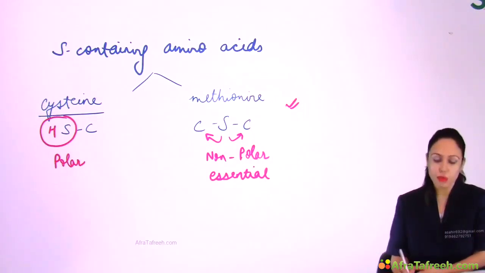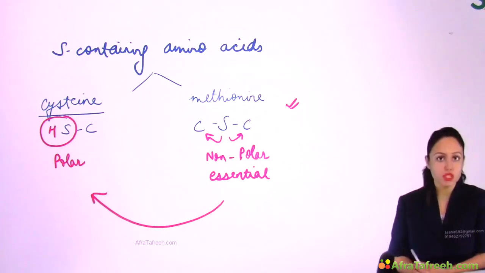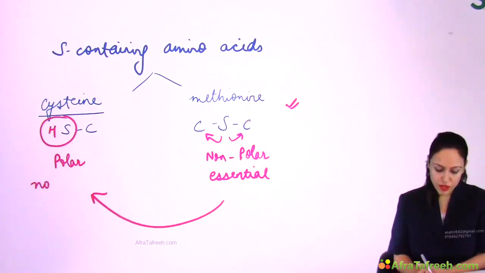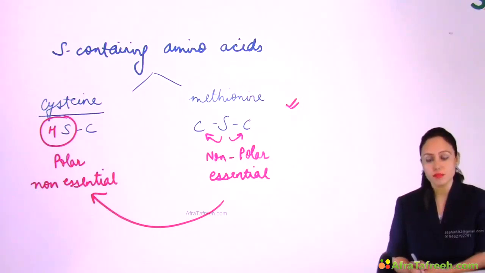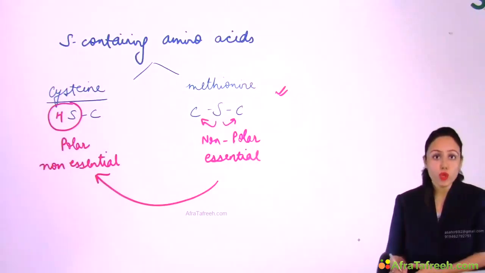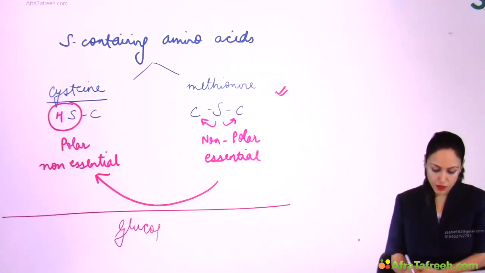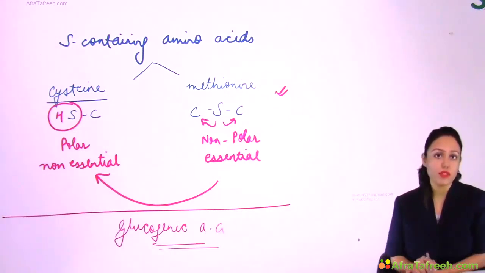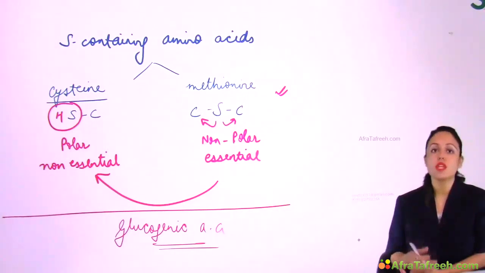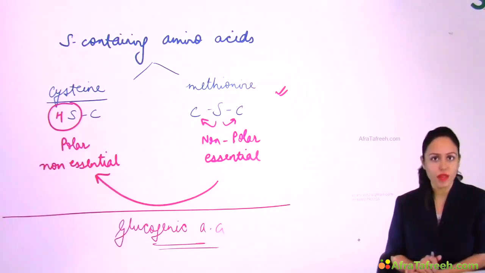But in body, methionine can be converted to cysteine, and therefore I will say cysteine is non-essential amino acid, right? And I already told you in gluconeogenesis topic that both these amino acids are coming under glucogenic amino acid category. You know there are 18 glucogenic amino acids. So cysteine and methionine are also in this category, glucogenic amino acid.